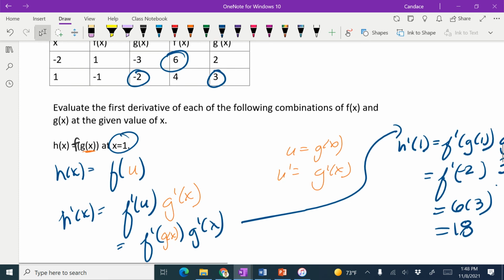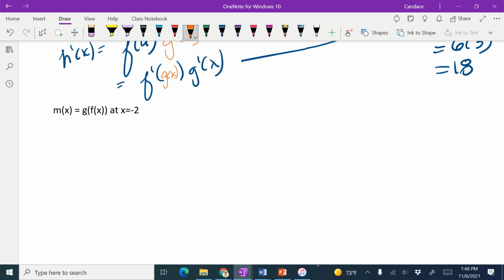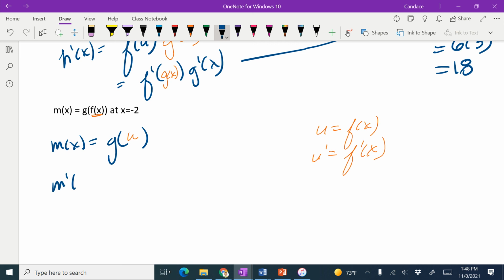Now let's look at this going the other direction a little bit. So I still have an inside function f. It's a different inside function, so I'm going to call that u equals f of x. u prime equals f prime of x. Then we're going to go ahead and rewrite my m of x function, which equals g of, substitute in the u, take its derivative, which would be g prime of u, and then times the inside function, which is f prime of x. We're going to substitute our u back in.